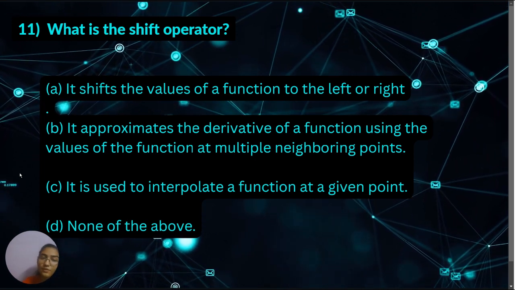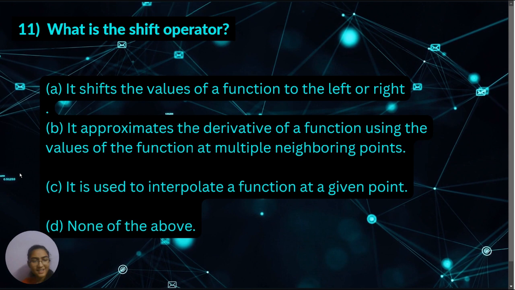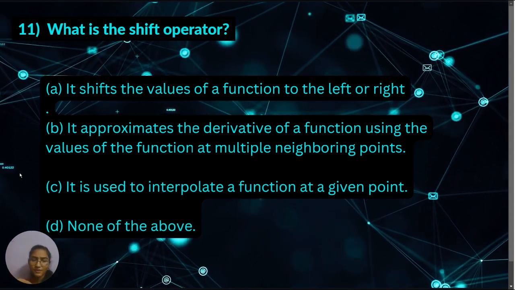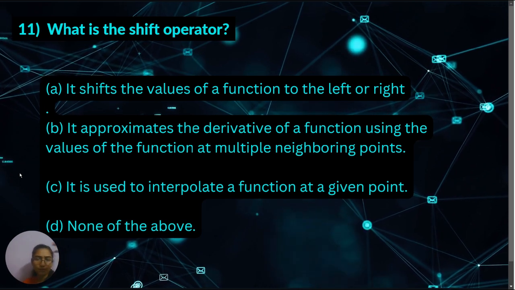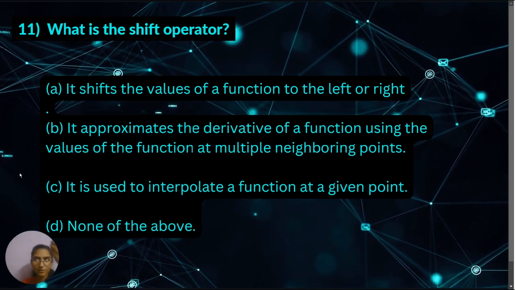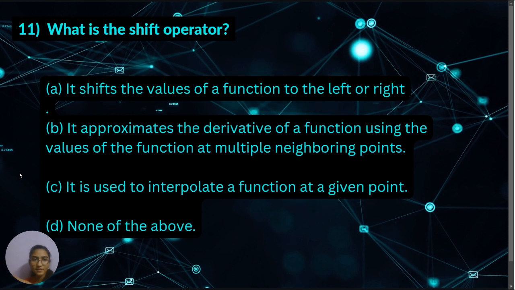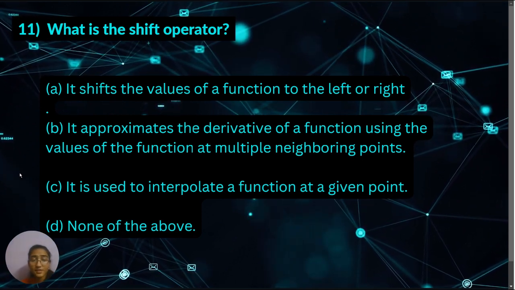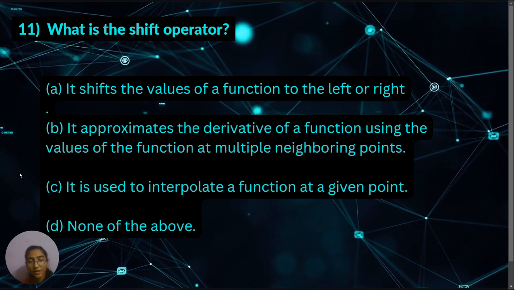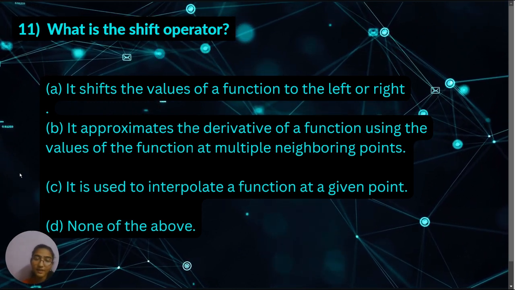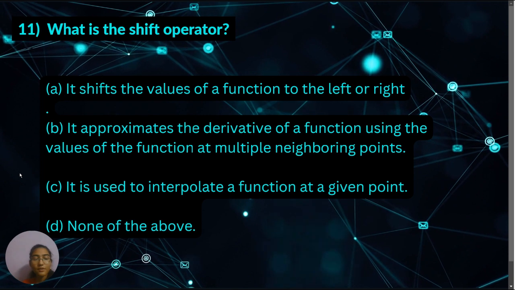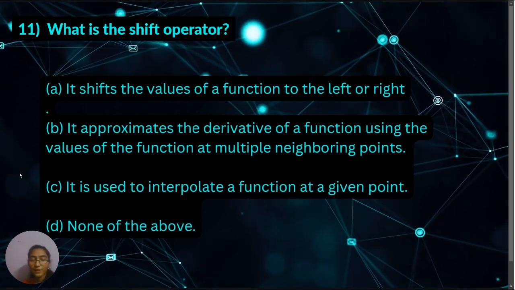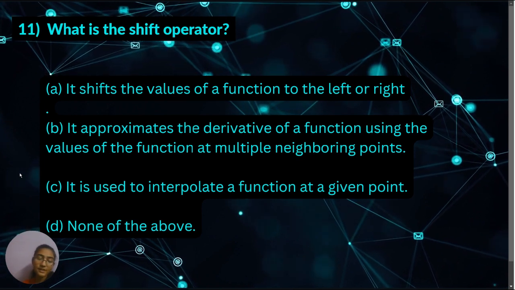So now let's jump on to the next question. What is a shift operator? Basically, that shifts our point, that is used to shift our operation. We have to find the value at x, we have to just shift the value from x. This is work of shift operator. So basically, our options are A, it shifts the value of a function to the left or right. B, it approximates the derivative of a function using the value of a function at multiple neighboring points. C, it is used to interpolate the function at a given point. Or D, none of the above.